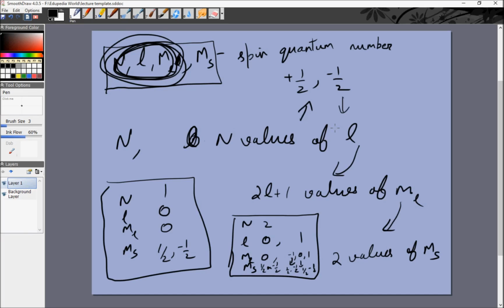Now there's a little bit of math which I'm not going to do. Some of you who are interested in professional mathematics can actually try it. If you add these numbers, 2l plus 1 values for each L and n possible values of L, then what it comes down to is there are a total of 2n square electrons in each shell.